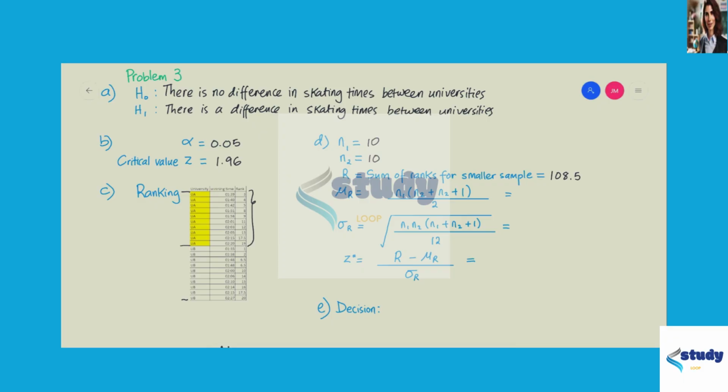Next, we go to the calculation of mu r, and the formula is n1 into n2 plus n1 plus n2. Sorry, this should change to n1 times (n1 plus n2 plus 1) all divided by 2. And when you work that out, mu r equals 105.